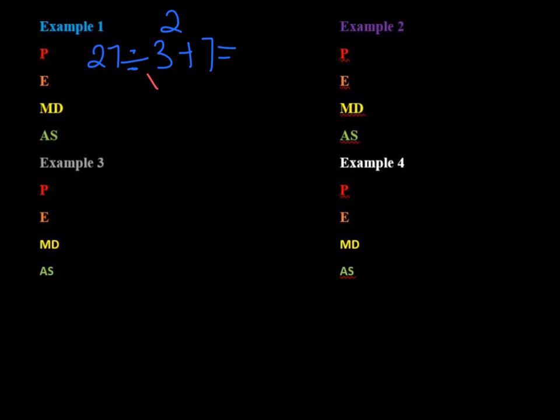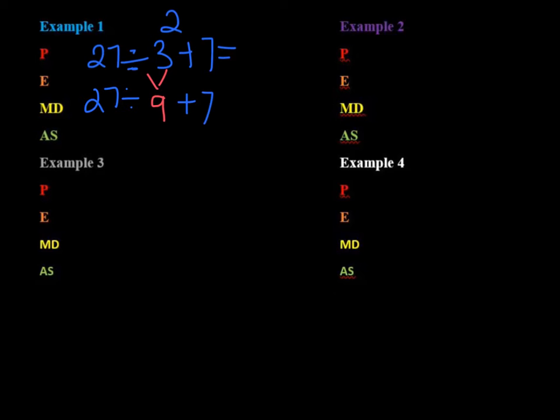So 3 squared is 3 times 3, which gives us 9. And let's copy the rest of this down. 27 divided by 9 plus 7. Alright, so let's check if there's any more exponent. Nope, no exponent here, no exponent here, and no exponent. Alright, let's move on to the next step.